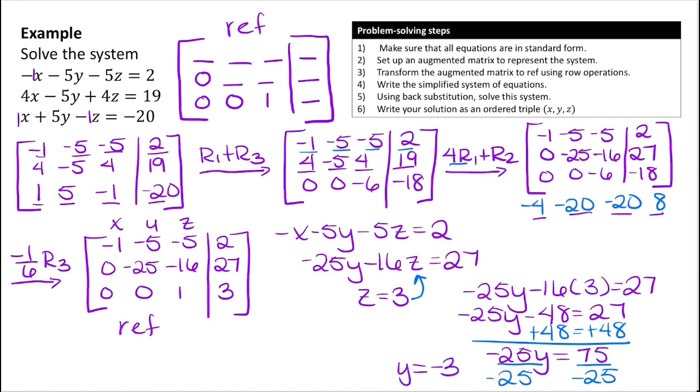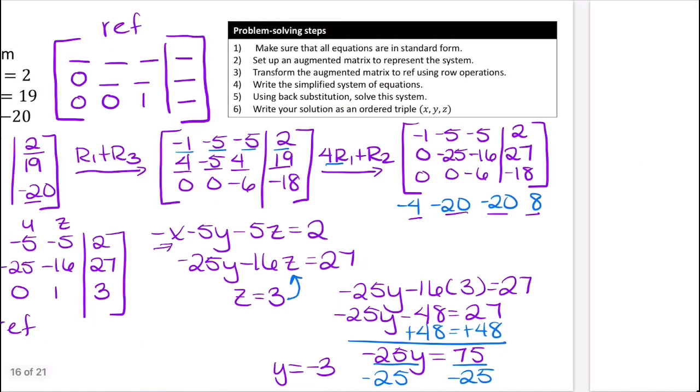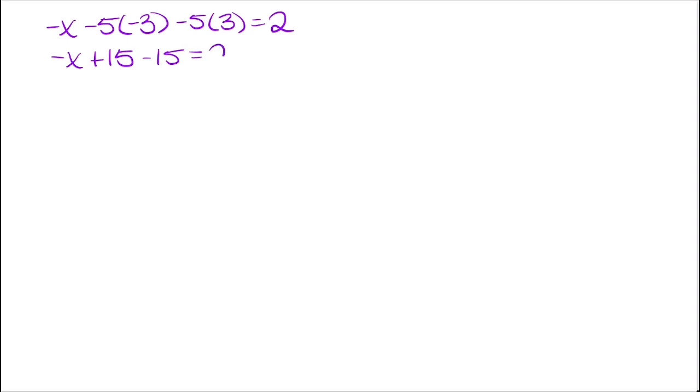Okay, so I have Z equals 3, Y equals -3. And I'm going to go ahead and plug that into the first equation right here. So I have -X minus 5 times -3 minus 5 times 3 equals 2. So that's -X minus 5 times -3, that's going to become plus 15. And then minus 5 times 3 will be minus 15, and that equals 2. So I have -X plus 0 equals 2, which tells me that -X equals 2.